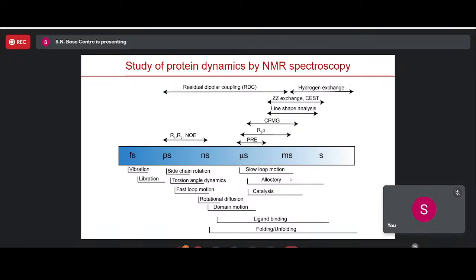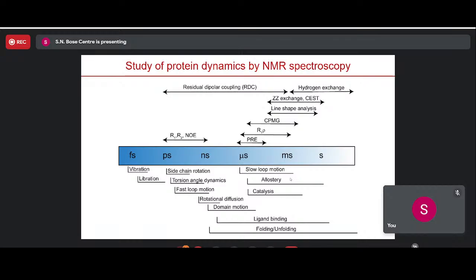For disordered proteins, the motions are mostly in the fast time scale because there is no folded structure. So folding and unfolding is not going to happen. Allostery, catalysis, ligand binding are all things that happen in folded structures. What we are looking at is mostly side chain rotation, torsion angle dynamics, and maybe we can think of fast loop motion. Okay, again, there will be strictly no loop, but what we see is a segmental motion. I'll come to that. Now, all of these things happen in the fast picosecond to nanosecond time scale. So we have chosen this set of experiments to look at this time scale.